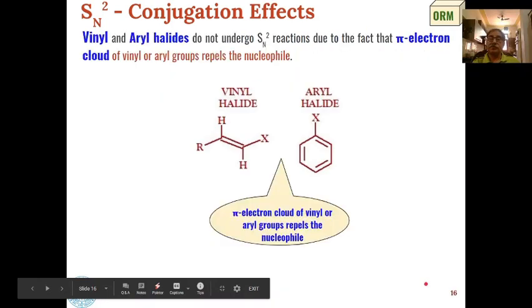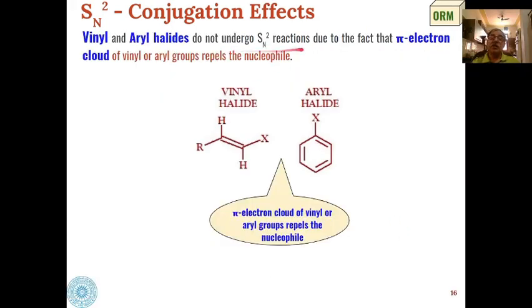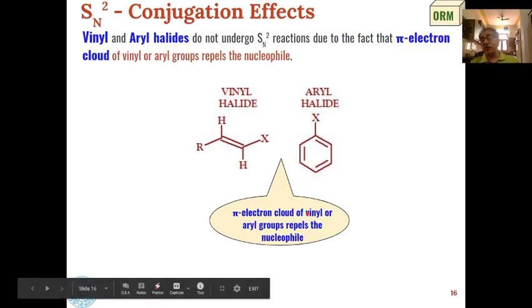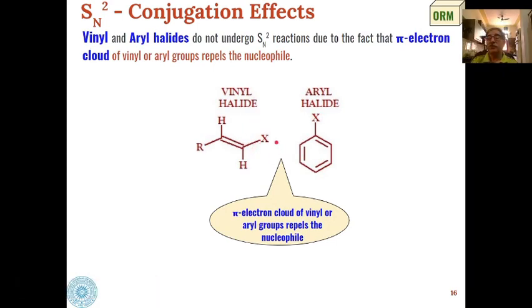And then SN2 type of reactions do not take place in these types of systems, vinyl halides or aryl halides. Why? Because the pi electron cloud of this vinyl or this aryl repels the nucleophile from attacking this carbon and removing this halogen. And because of this repulsion, SN2 types of reactions do not take place in vinyl or aryl halides.